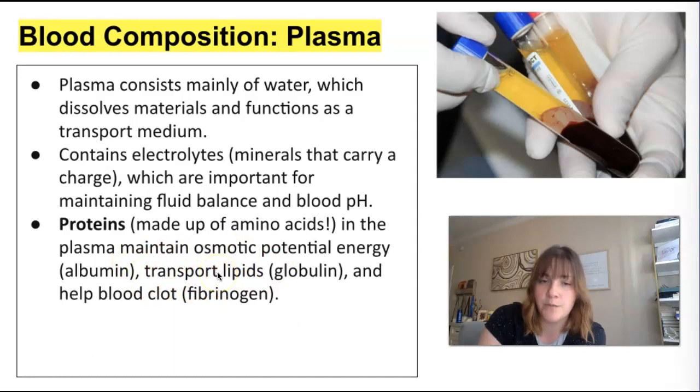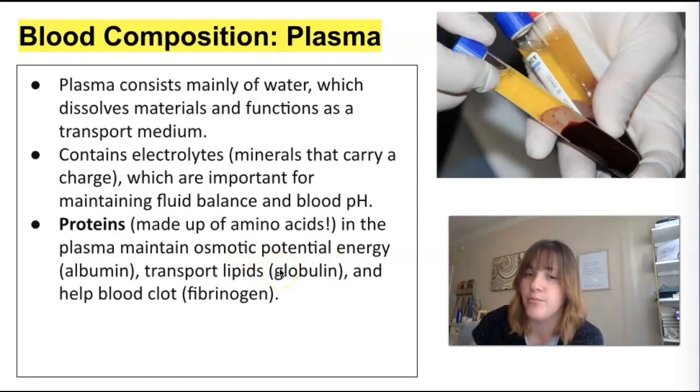So globulin helps to transport lipids because lipids, if you remember, are not water soluble. Lipids are like oil and fats, and we know that plasma is made mostly of water. So we're going to have proteins that help to transport lipids throughout the blood. That's what globulin can do. It can hook onto that lipid and kind of encase it so that lipid can travel through the blood, even though it's mostly made of water.